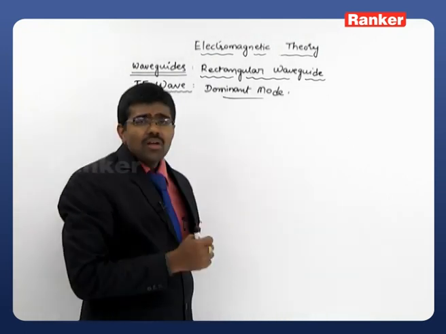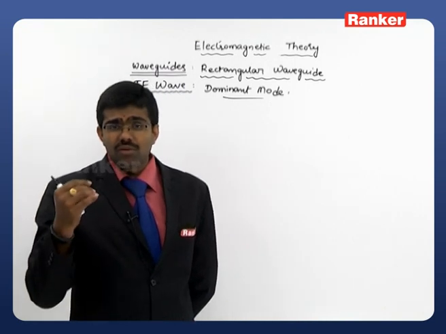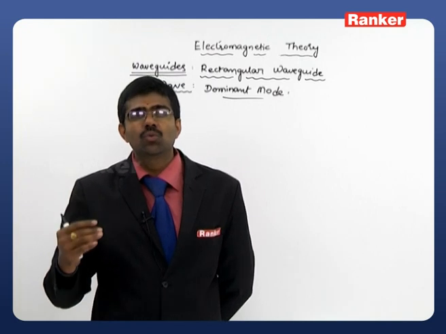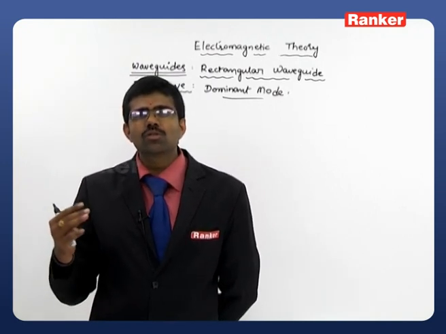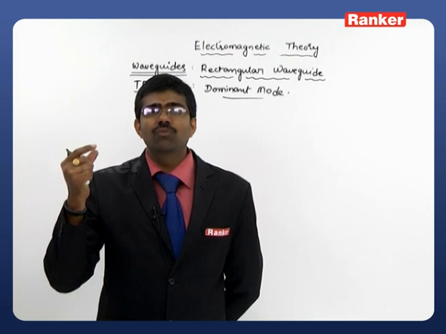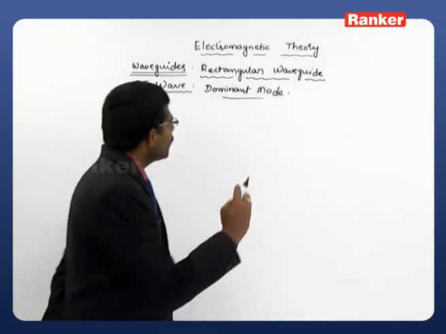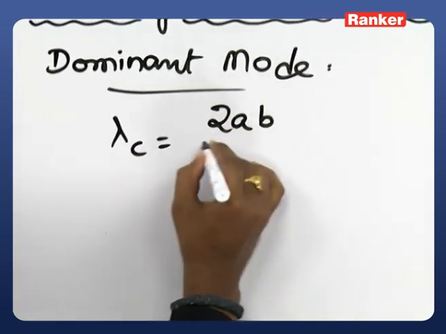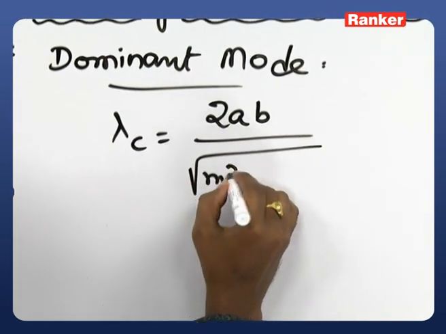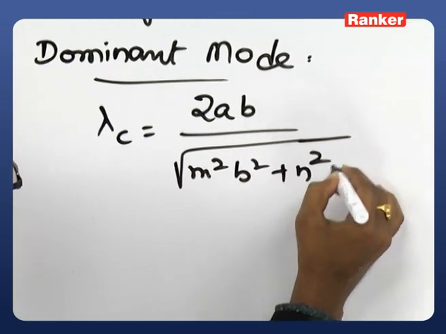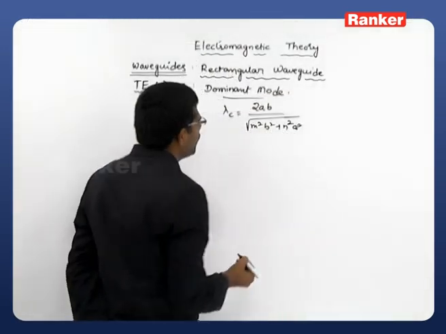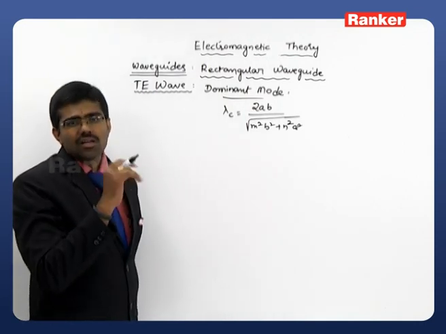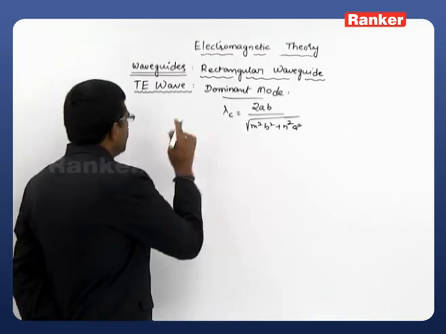So we will observe, among all those modes, that for TE wave different modes exist. TE00 does not exist, TE01, TE10, TE11, TE20, like that different modes will exist. Among those, which one will have the highest cutoff wavelength is what I am going to examine. Before that, write down the equation for cutoff wavelength. Lambda c is equal to 2ab by the square root of m square b square plus n square a square. Now I will analyze this cutoff wavelength for its maximum value or the least cutoff frequency also.